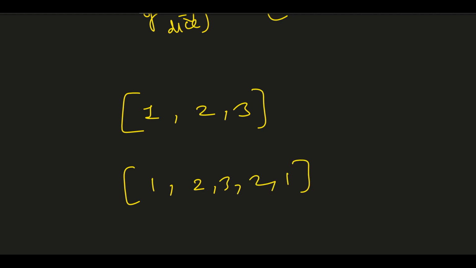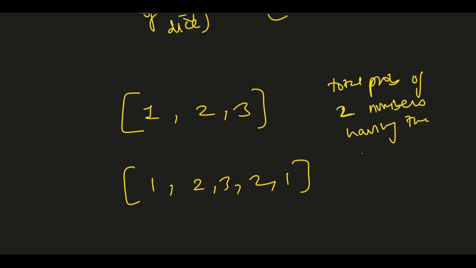I'll explain the code once more. Let's say these are the two dices, 1 2 3 2 1, right? I need to find the maximum total probability, right? So the total probability of two numbers having the same occurrence, right? Let's say one number is appearing in both the dices.